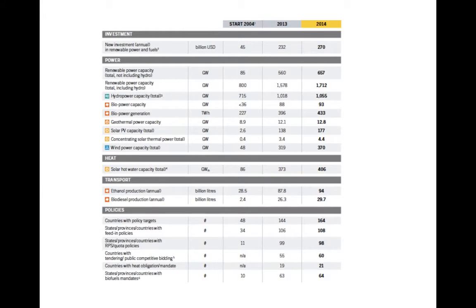If you look at the global market, starting from 2004 to 2014, you will see that investment in renewable power and fuels has increased dramatically from a low of 45 billion US dollars in 2004 up to 270 billion dollars in 2014, and this number continues to increase. A lot of this investment has gone into wind and solar power, but you can see that we've had significant additions in hydropower capacity and biopower as well.